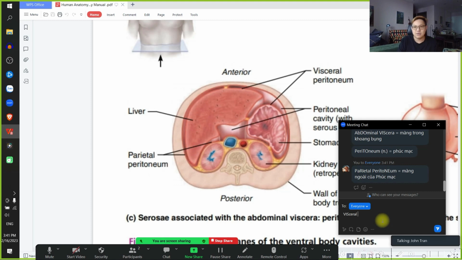So the human body cannot run anywhere. I mean the human organs, they cannot just run around the body because they are connected by the visceral peritoneum. Visceral peritoneum nó gọi là màng trong của phúc mạc.